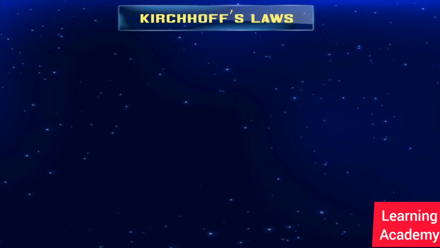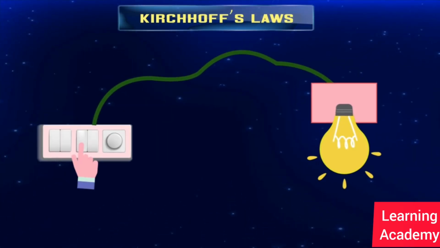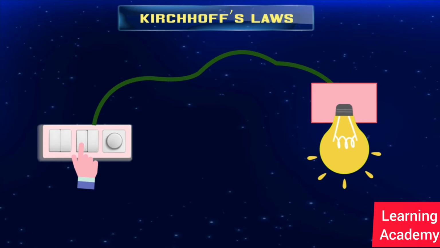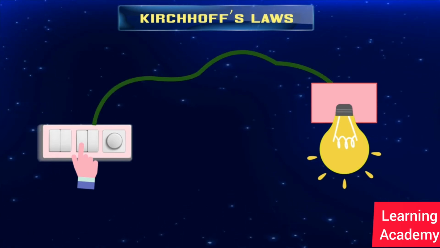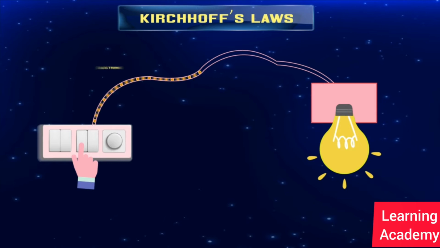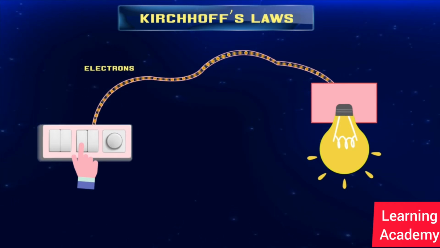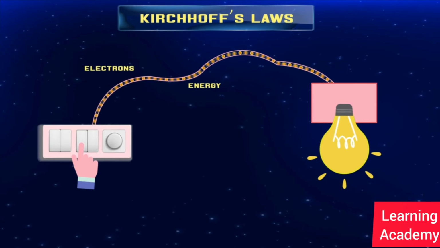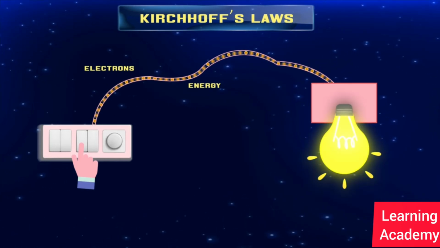In this video, we will discuss Kirchhoff's laws. When we turn on the light switch, the light bulb comes on immediately, right? Why does this happen? What is going on inside the wires connecting the switch and the light bulb to make the bulb light up? If we could look inside the wires, we would see billions of tiny electrons moving through the wires of the electric circuit. And the energy of these electrons is what makes the bulb light up.